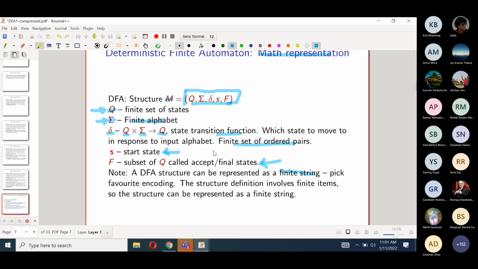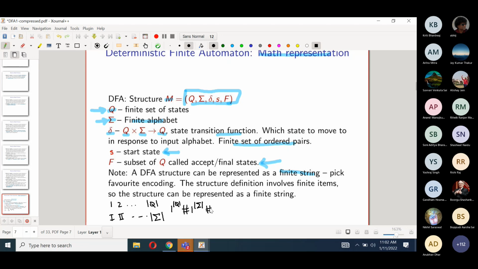One of my favorite encodings, which is quite clean, is you just write 1 to the length of Q, then let's say you add an extra symbol hash, then you write 1 to the size of sigma, and then you add hash. Now if you have Q and sigma, you can think of Q to be states 1, 2 till size of Q. You can think of sigma as 1, 2, and then so on till size of sigma.